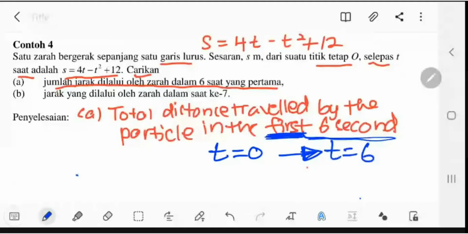Yang tu kejap lagi boleh tak? Sebab dia ada 2 cara. Itu panjang sikit. Sekejap lagi lah, sebab saya rasa tak sempat hari ni untuk soalan A. Kita boleh buat B je hari ni. B itu senang, sebab formula dia senang je.